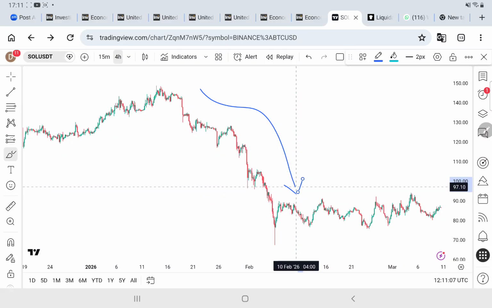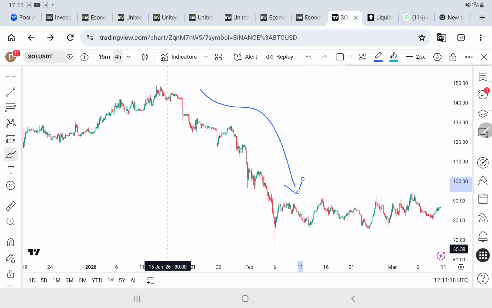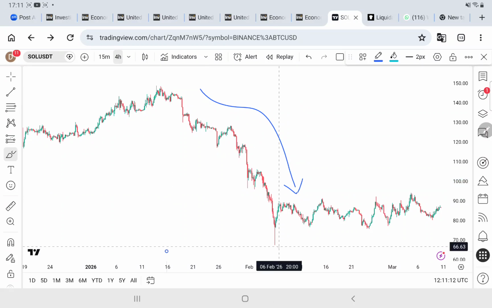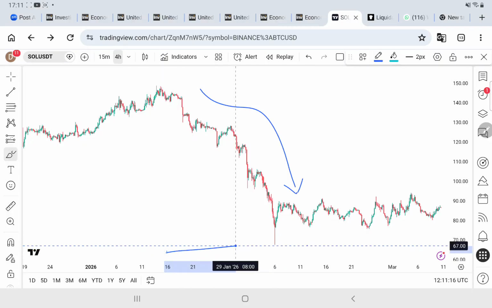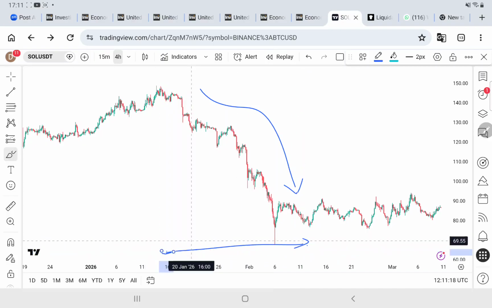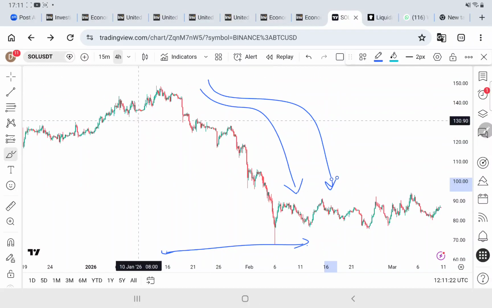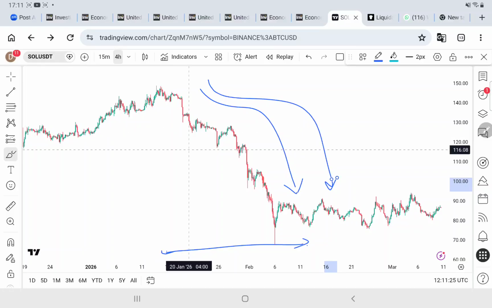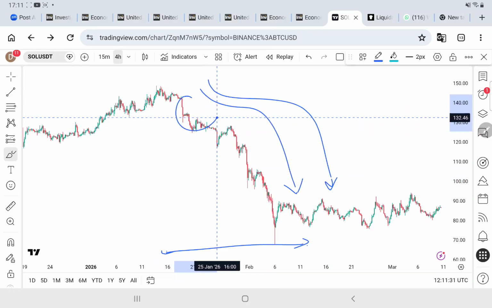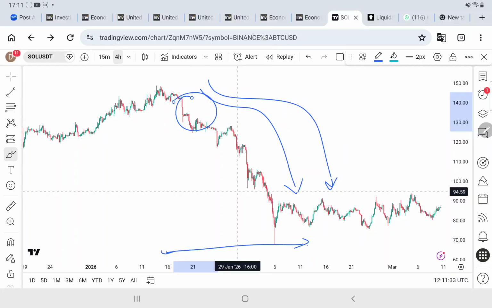Is that correct? It's from 15th January all the way to 10th February. That's almost a month. So for this whole month, the price of Solana was decreasing. That means it's in the downtrend. So if there was a way for you to know that the price is going to continue the downtrend from here all the way down, then you would benefit from the downtrend a lot.